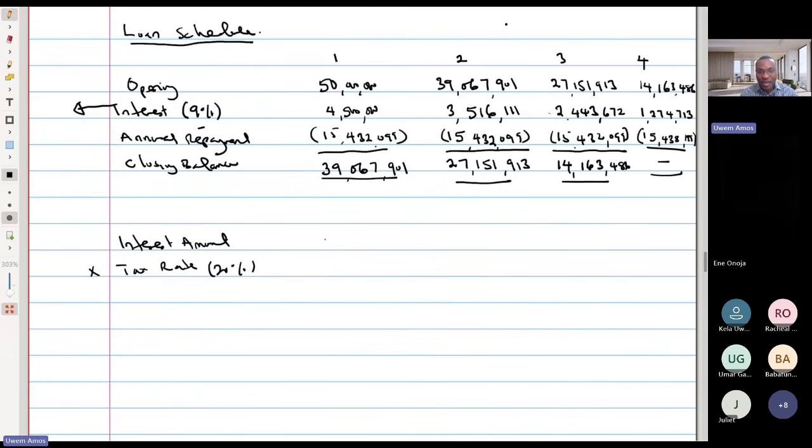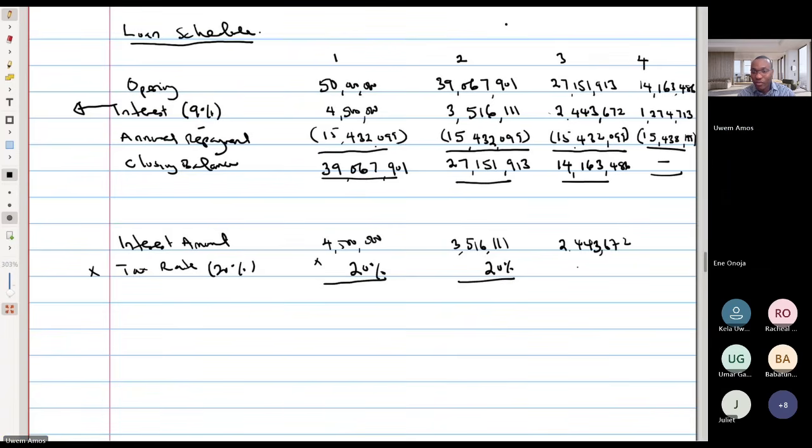So our interest amount here is 4.5, and our tax rate is 20%. What do we have? Our interest amount is 3,516,111, tax rate 20%. Then 2,443,672, 20%. Then 1,274,713, 20%. Okay, all right, guys.